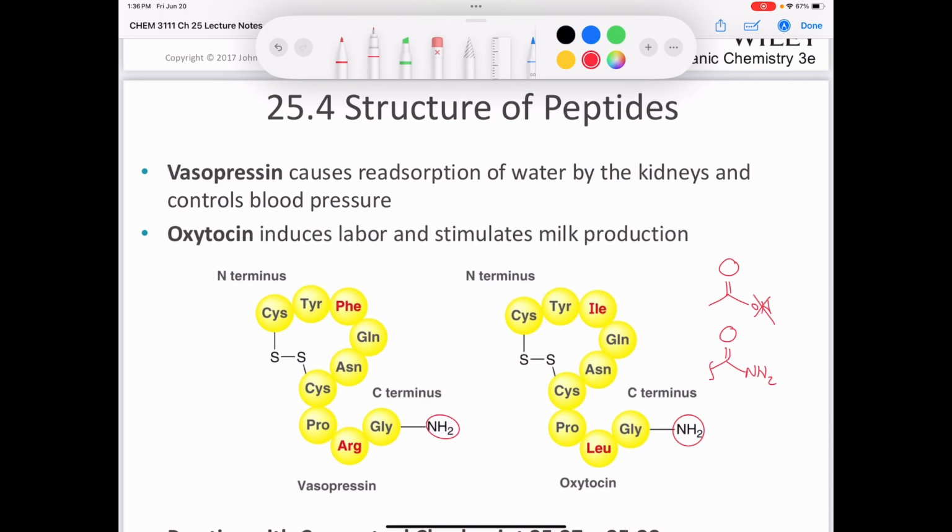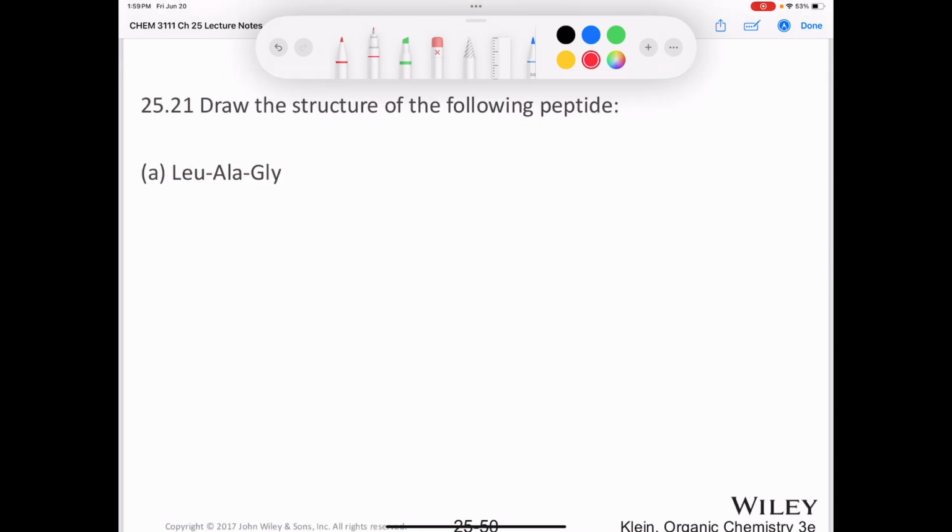Vasopressin is released from the pituitary gland and causes the reabsorption of water by the kidneys and controls blood pressure. Oxytocin induces labor and stimulates milk production in nursing mothers. These examples illustrate how a small difference in structure can produce a large difference in function. All right, draw the structure of the following peptide.